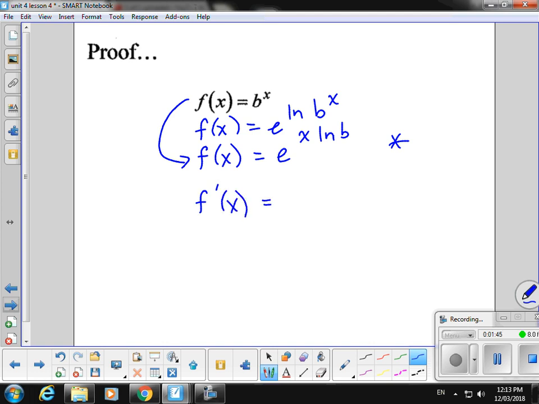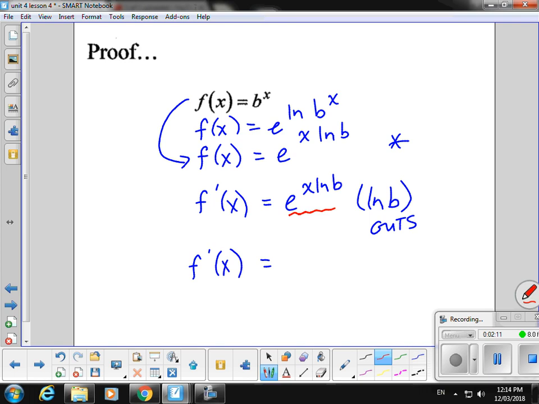Well, I know how to find the derivative of e to the something. The derivative of e to the something is e to the something. Don't forget the guts. So the derivative of the guts, x ln b, is ln b. So my derivative is, oh, well, I've seen this first part before. This first part was this guy, which is really this guy. So my derivative is b to the x ln b.